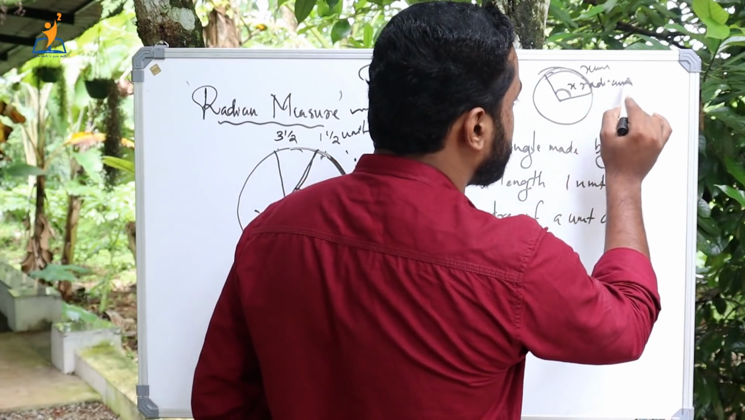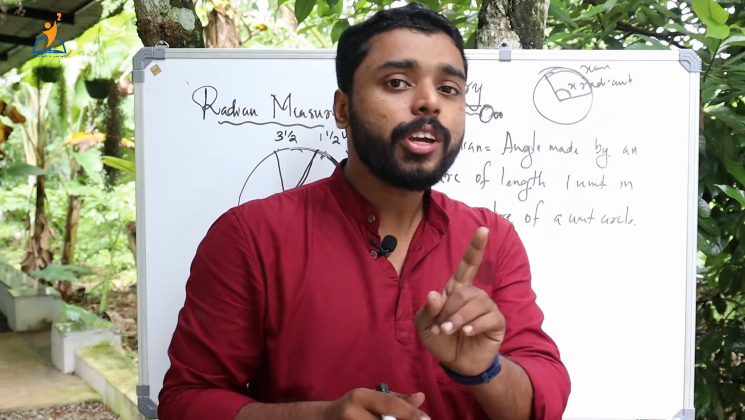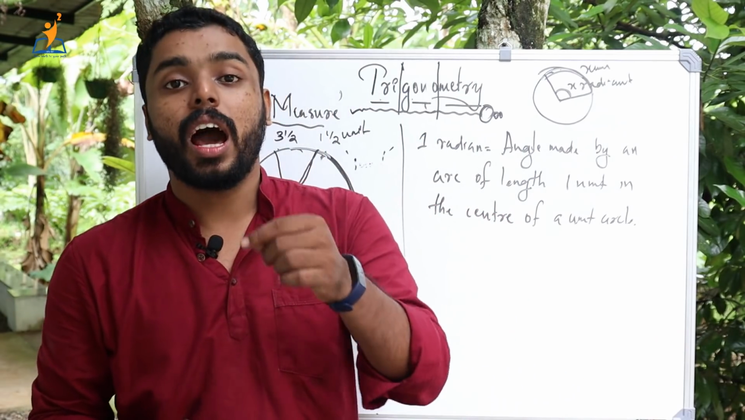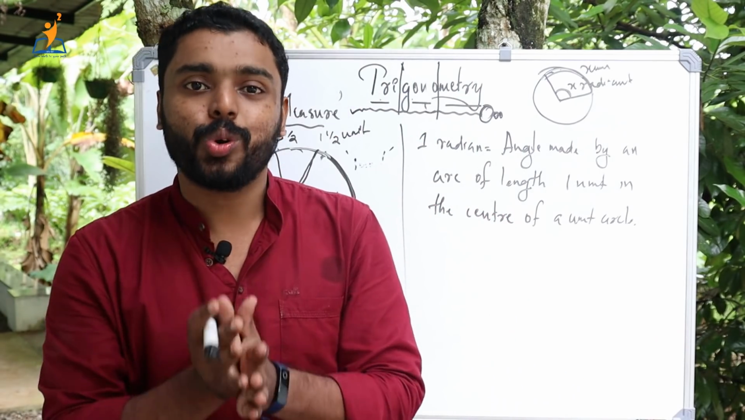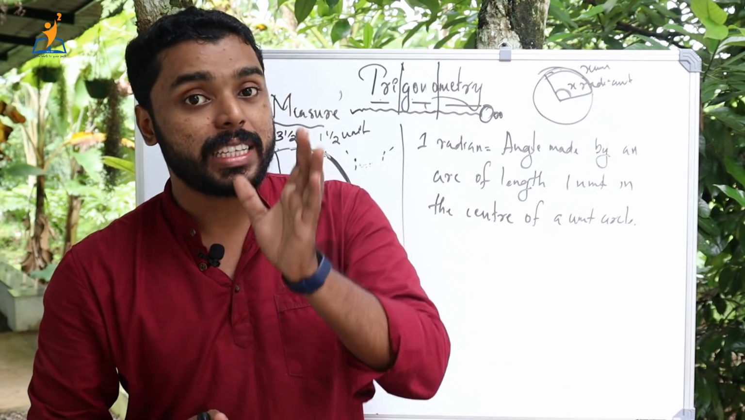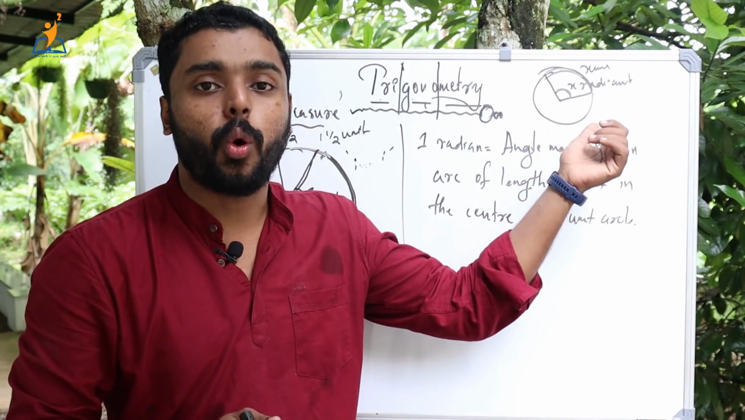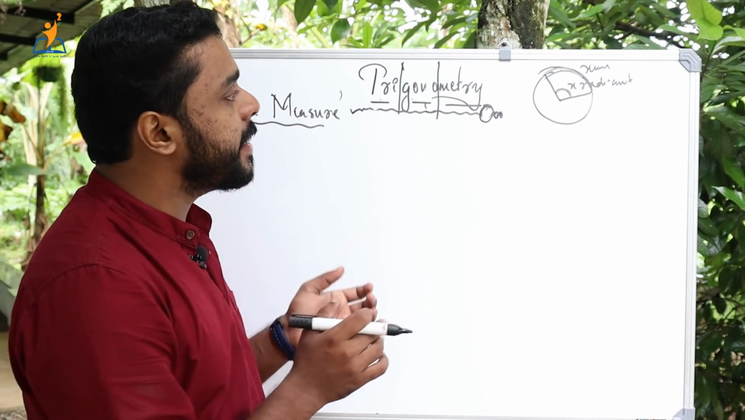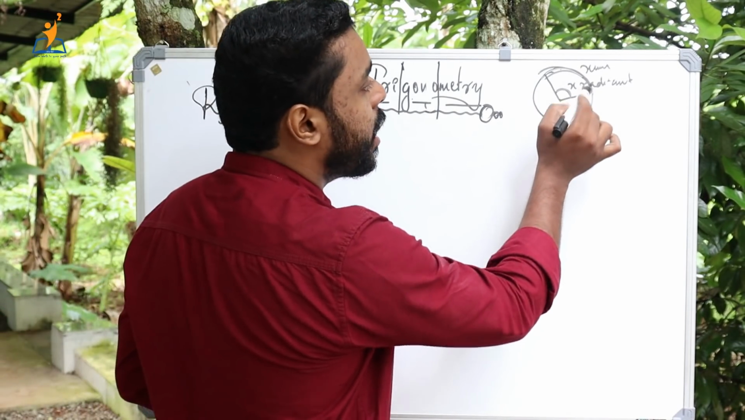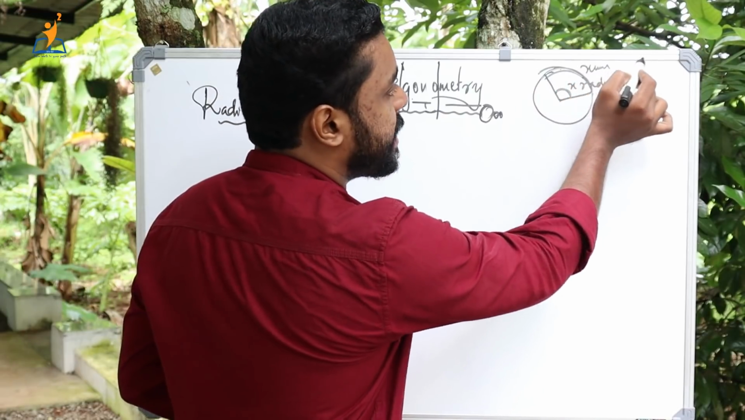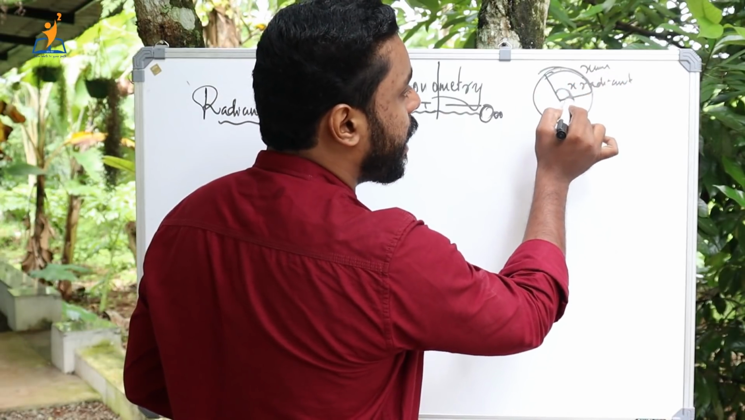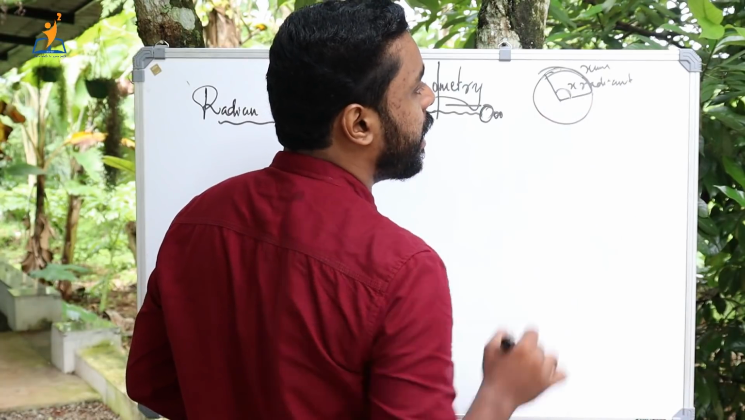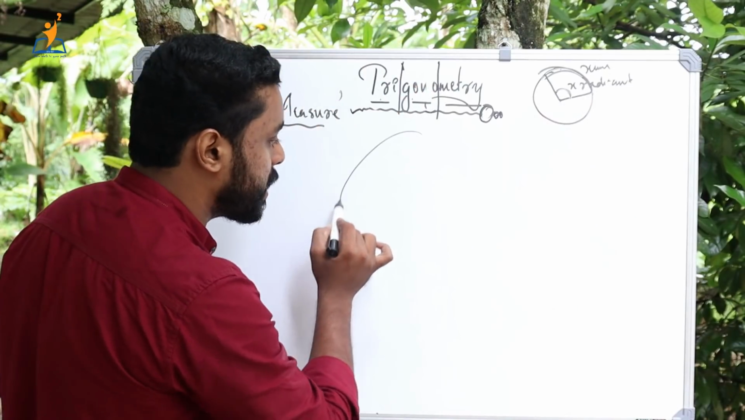So for a unit circle, an arc of length 1 unit makes 1 radian, an arc of length 2 units makes 2 radians at the center. Always remember that the circle we chose here is nothing but a unit circle. So we defined that for a unit circle, an arc of length x unit will subtend an angle of x radians at the center. So this is our condition.